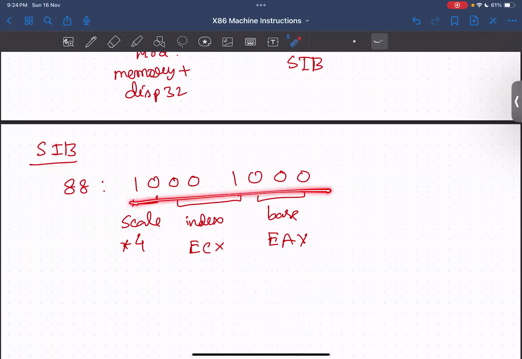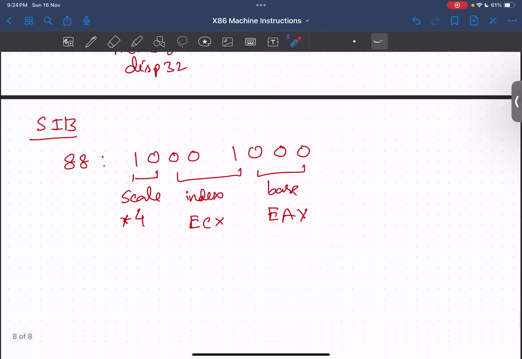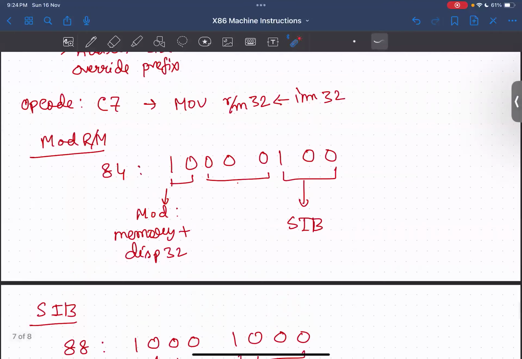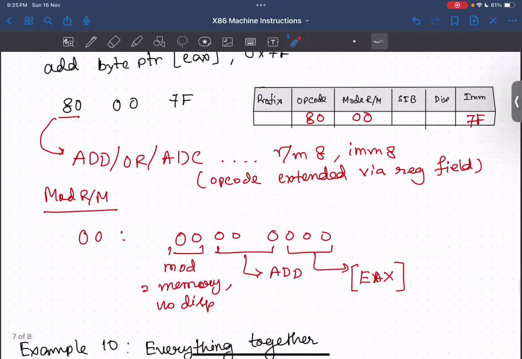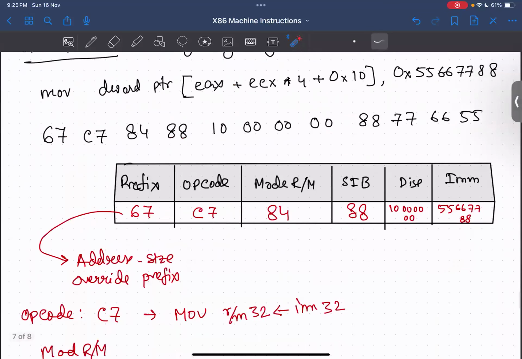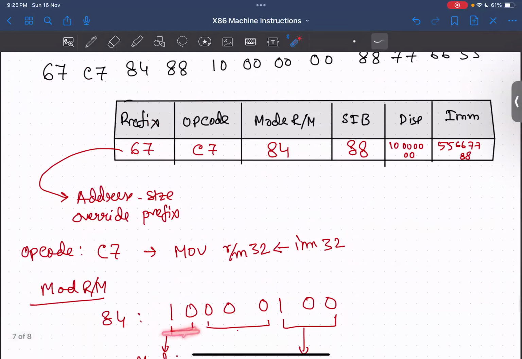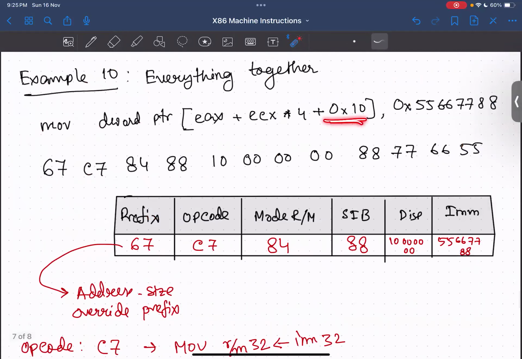You similarly expand it. From the first 2 bits, okay, scale is 4. Then the second one, okay, ECX is index. And the first one, okay, EAX is base. So if you have to decode this whole memory operand, it's EAX plus 4 multiplied by ECX, right? So let's go back: EAX plus 4 multiplied by ECX, and then from our mod bits, we know that it's plus displacement 32, so plus 10, which is a 32-bit displacement we're mentioning here, right?